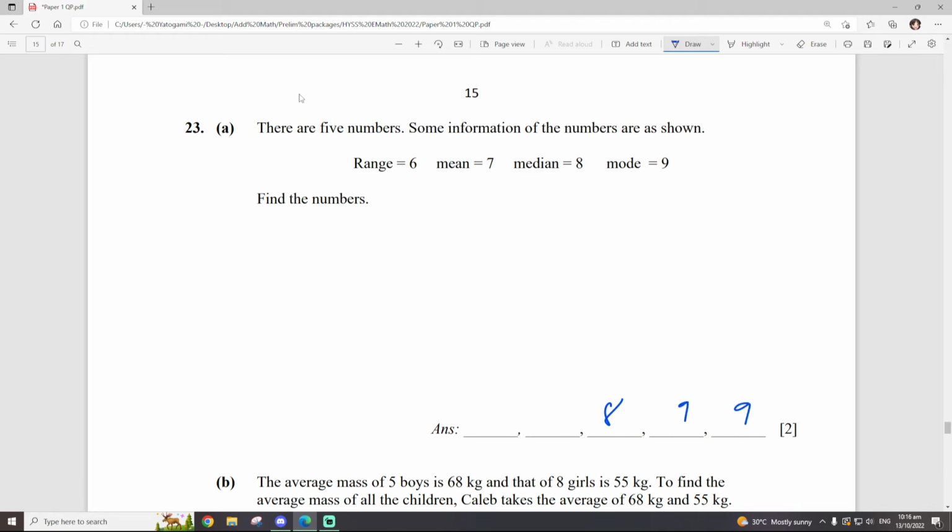The range is 6. Okay, the range is 6 means that the biggest element is already 9. So that means 9 minus 6, which is 3. So 3 must be the smallest number. And then the mean means that the total is equal to 7 times 5, right? Because there are 5 numbers, which is 35. So what is 3 plus 8 plus 9 plus 9? Is 18 plus 11, 29. So this must be a 6. Okay?